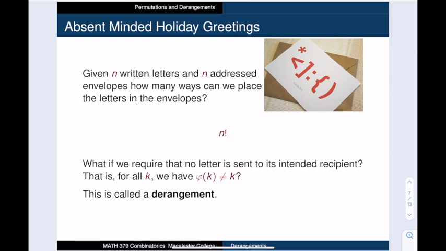Now, what if I put an extra condition on the allowed assignments? Let's require that no letter is sent to its intended recipient. So this is the worst case scenario. No letter ended up in the correct envelope. This is called a derangement, and we want to know how many ways there are to do this.